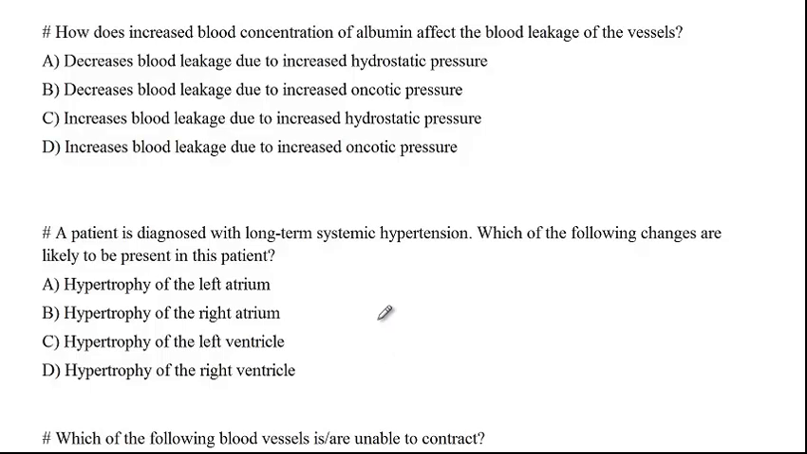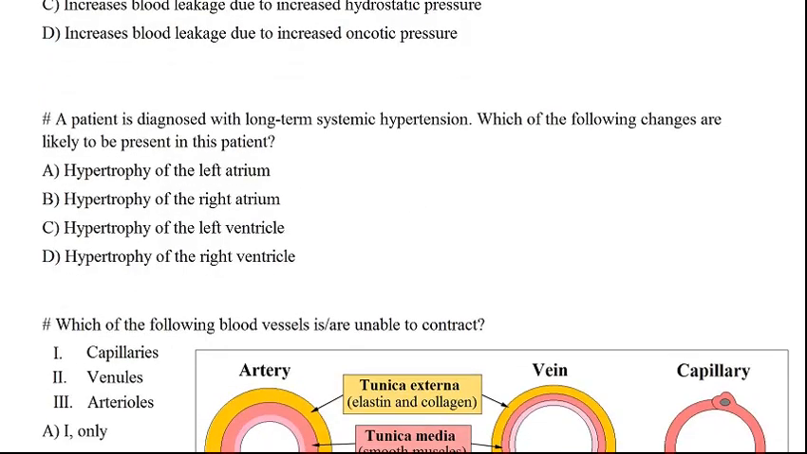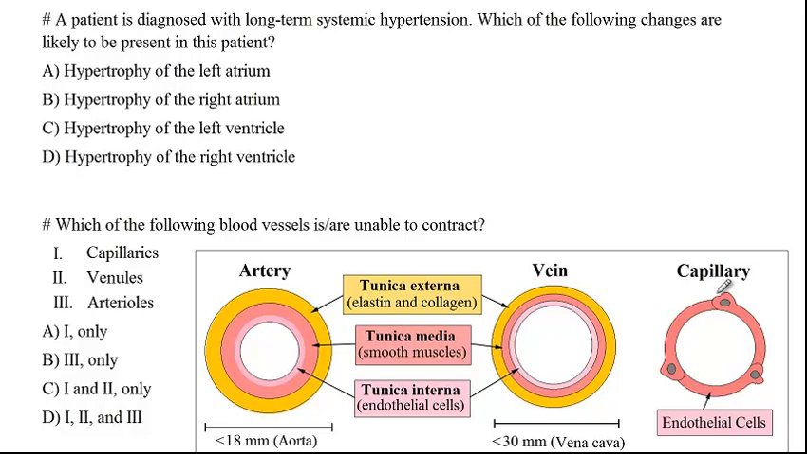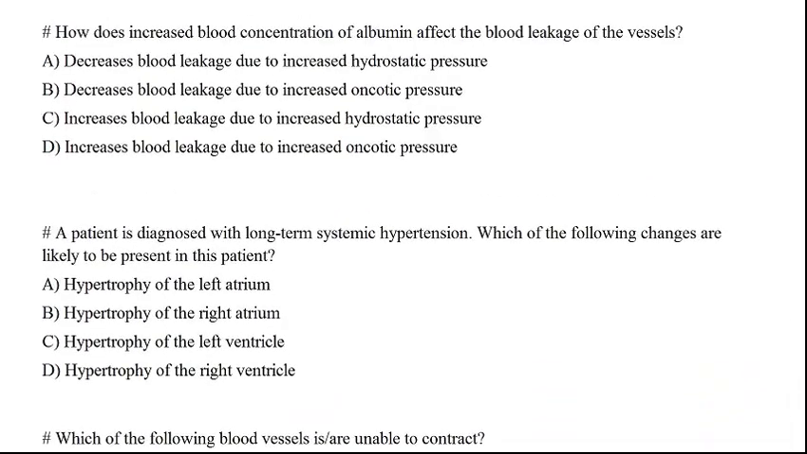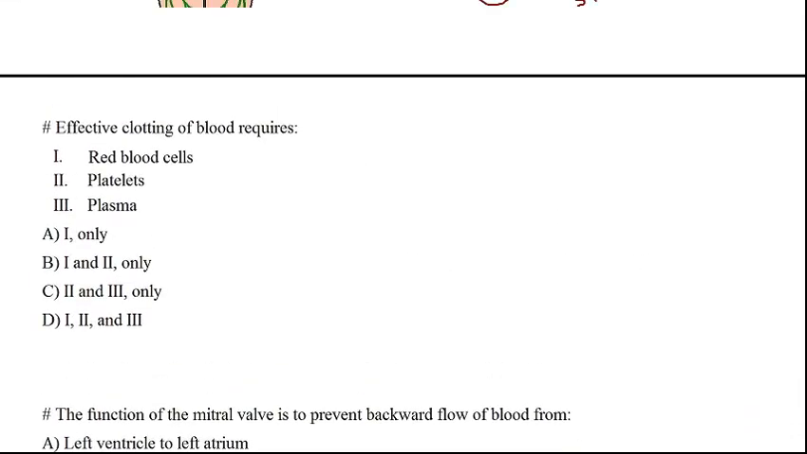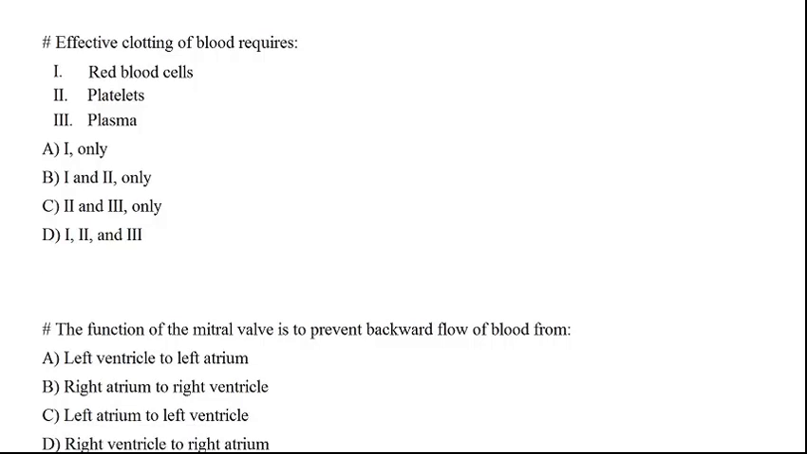Number five, a patient is diagnosed with long-term systemic hypertension. Which of the following structures of the heart will be hypertrophied? In other words, it will enlarge in this patient. And then number six, which of the following blood vessels is unable to contract? And I've included an image with the structure of the blood vessels in case you need to go over them for answering this question. All right, so if you need more time, go ahead, you can pause the video. Otherwise, we are ready to go through the answers.